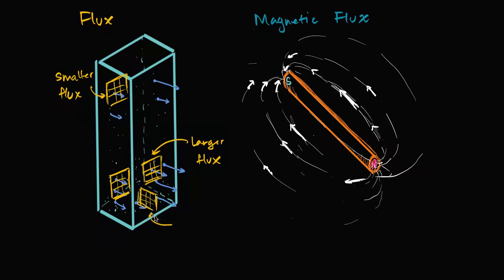So this one, let's just say that all the air is going exactly in the same direction as the surface. So nothing is going through the surface. We would say that this one has zero flux.